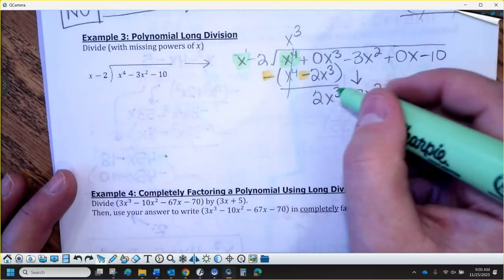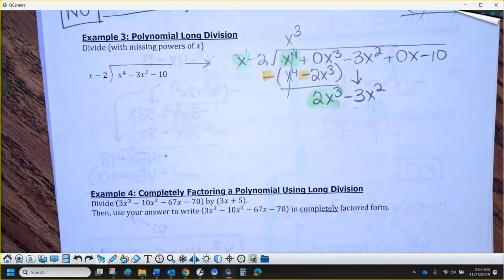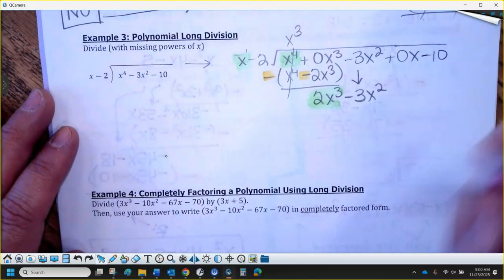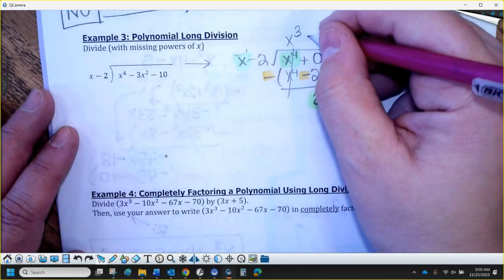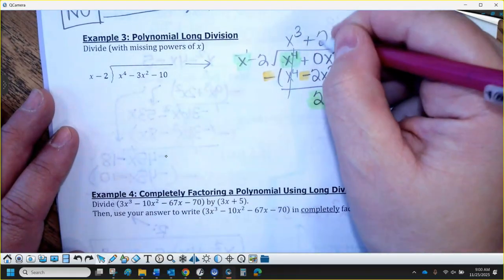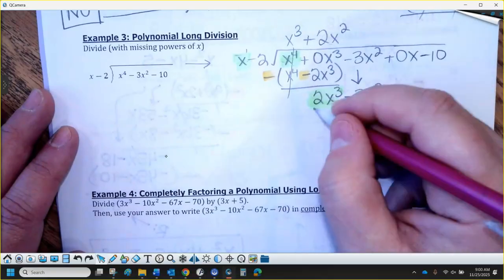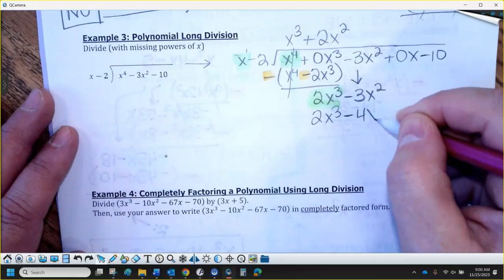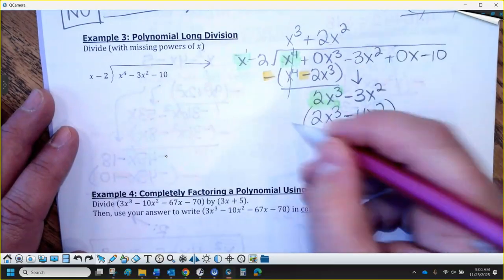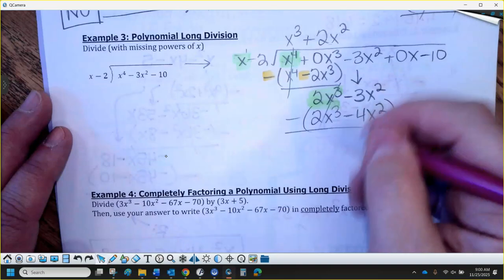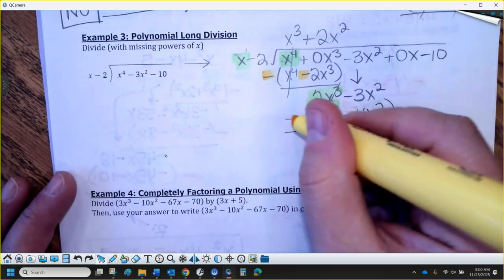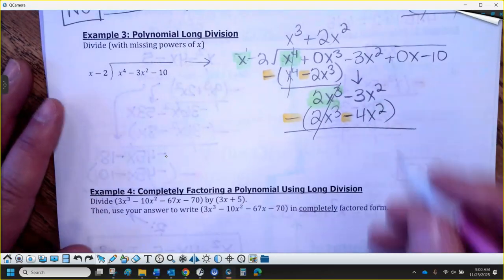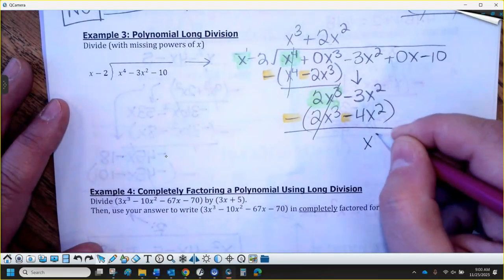What would you multiply x by to turn it into 2x to the 3rd? We don't need a negative because it's just 2, so just 2x squared. Good deal. All right, 2x squared, so times x, 2x cubed. 2x squared times negative 2 is negative 4x squared. And we're just going to be super careful. That first term will go. Second term's what you've got to worry about. Negative 3 minus the negative 4 is really negative 3 plus 4. So this is going to just turn into an x squared.